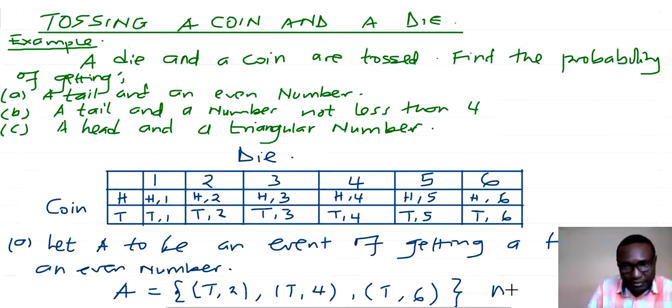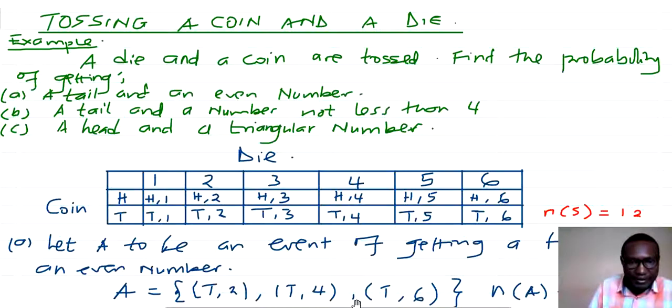Consequently, the number of elements in this set A is equal to, now we count these pairs, we have 3 elements in there. Then from the table, we also need to get the number of elements for the possible outcomes. So we have 1, 2, 3, 4, 5, 6, 7, 8, 9, 10, 11, 12. So we have 12 possible outcomes.